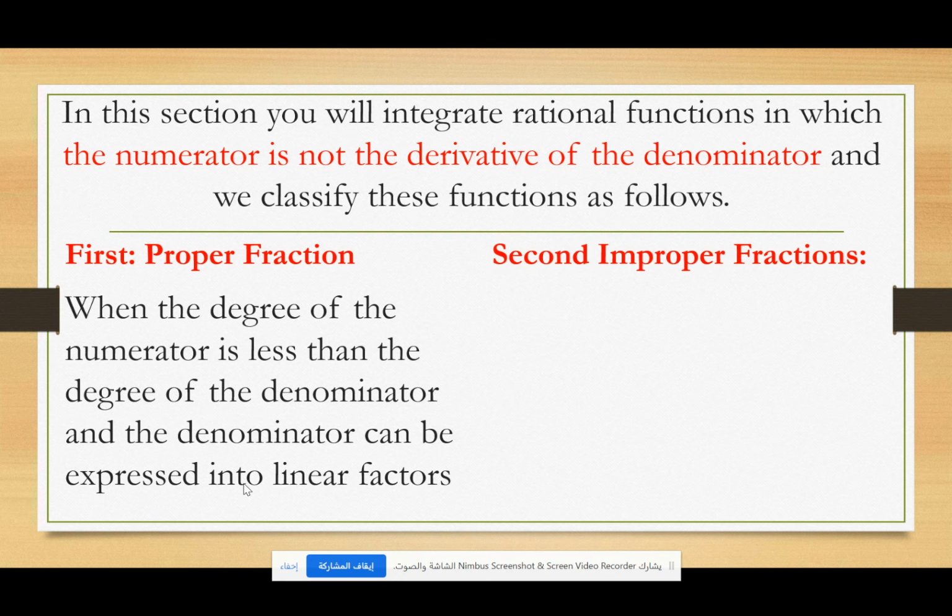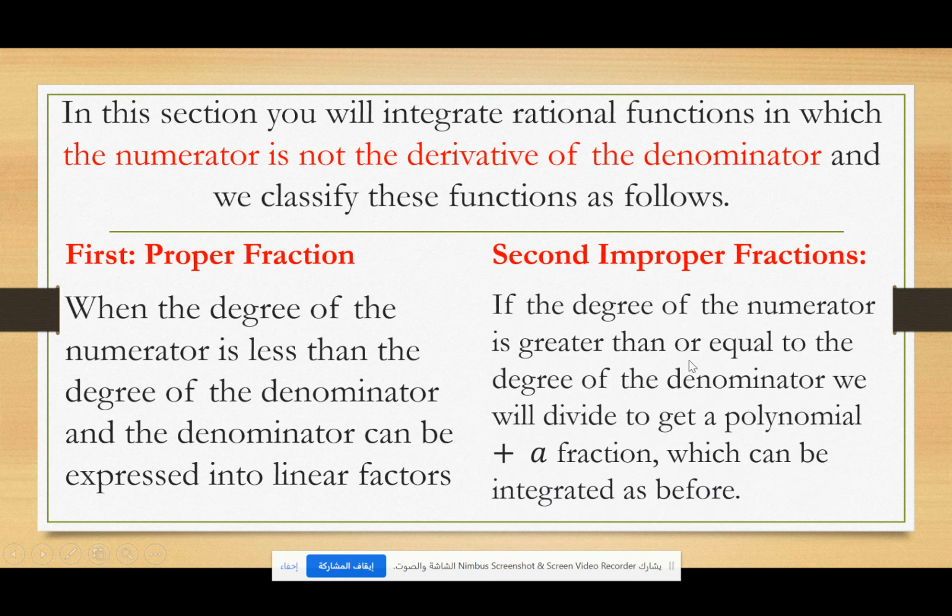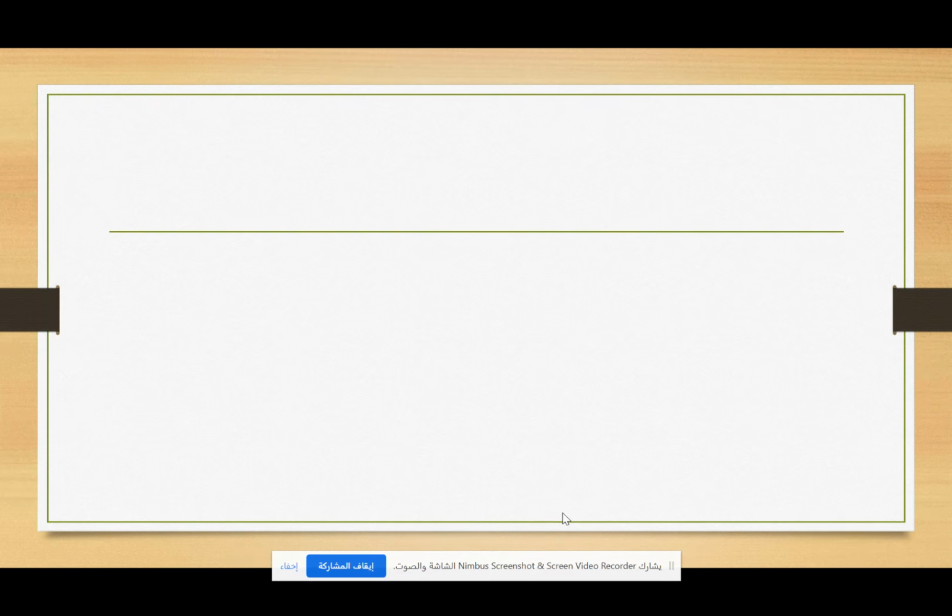The second form is the improper fractions. For example, if you have x cubed over x squared minus 1, that means the degree of the numerator is greater than or equal to the degree of the denominator. We will divide in that case to get a polynomial plus a fraction, which can be integrated as before, like the ways that you integrated before in the basic rules of integration. Now we are going to have some examples.